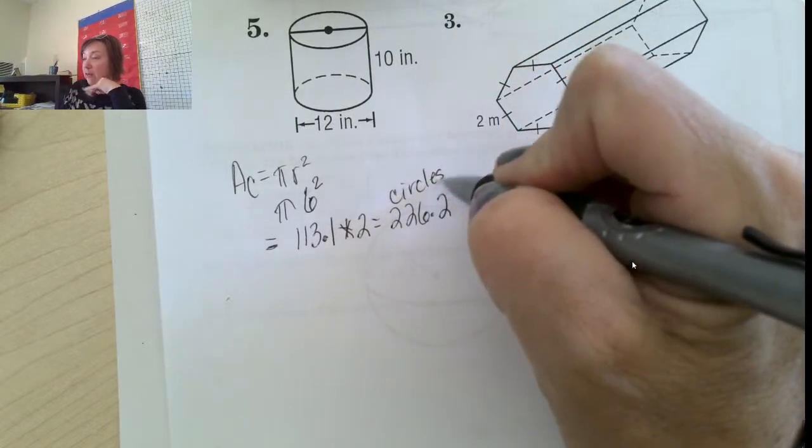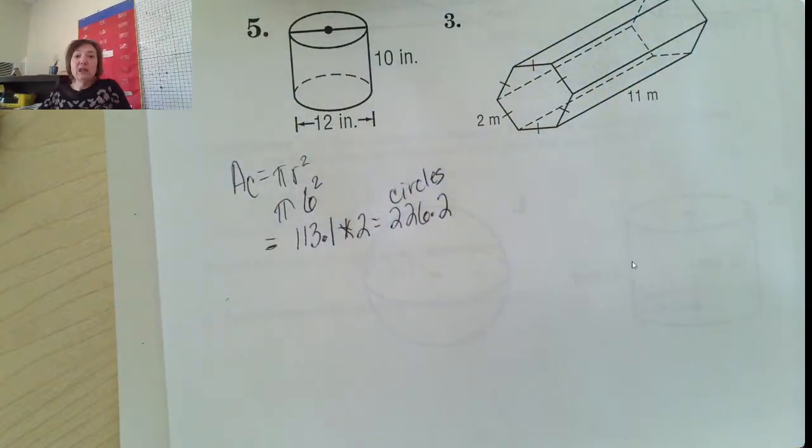Now let's talk about that other shape. So that other shape that goes around the can. I want you to think of a can of vegetables.